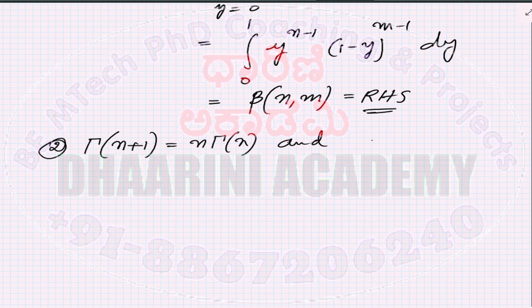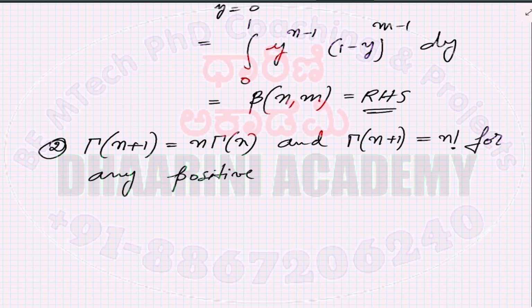The gamma of n plus 1 is equal to n factorial for any positive integer n. If you have a positive integer n, then this refers to n factorial. We need to prove this. Okay, fine. So let's start with the definition of the gamma function.